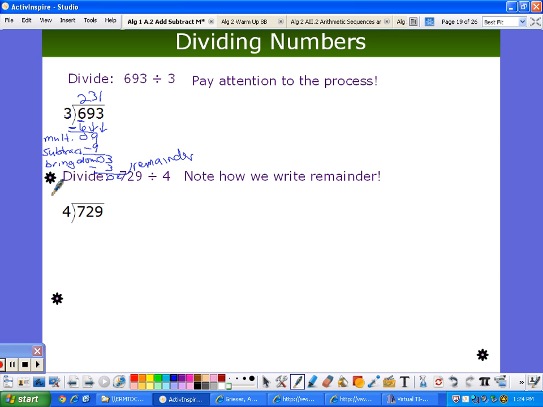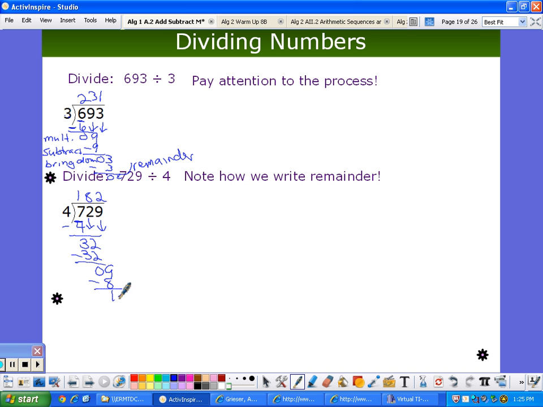I'm dividing 729 by 4. So we do the same thing. You look at the 4 and you say 4 times what, as near as I can get it anyway, is 7. 1. Do a multiply. Do a subtract. Do a bring down. 4 goes into 32. 4 times what is 32? 8. 8 times 4. We do our multiply step. We do our subtract. We do a bring down. 4 times what, as close as we can get it, is 9? 2. 2 times 4.